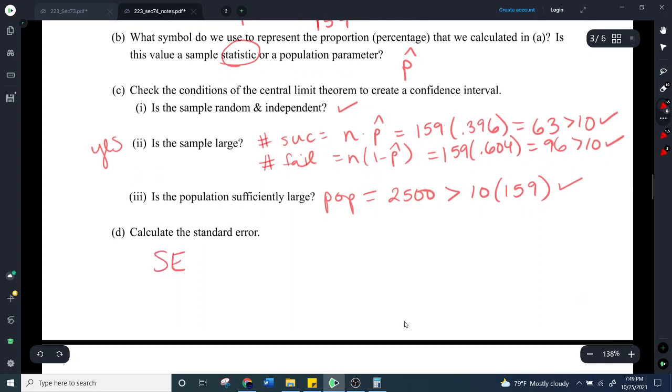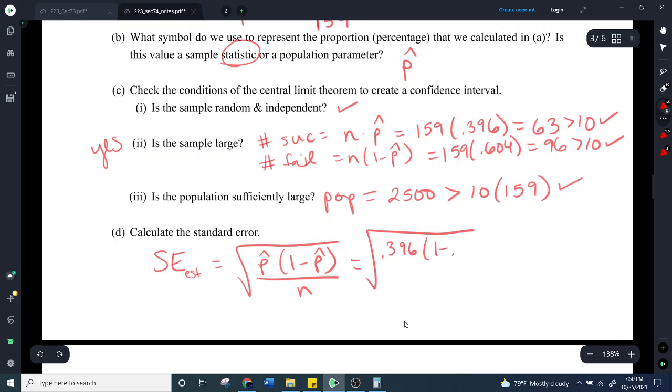So our standard error, and this is an estimated standard error, but you don't have to write the EST if you don't want to. I just want you to remember we're estimating it using p hat. So that's going to be the square root of p hat times 1 minus p hat divided by n, which was, what was n? I believe it was 159.